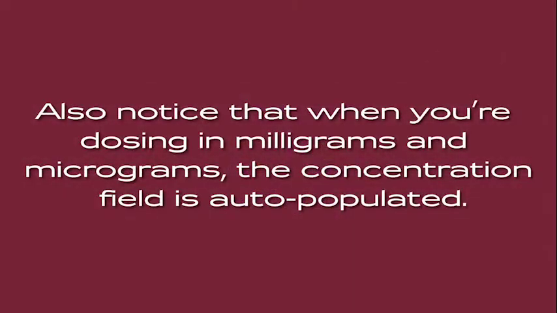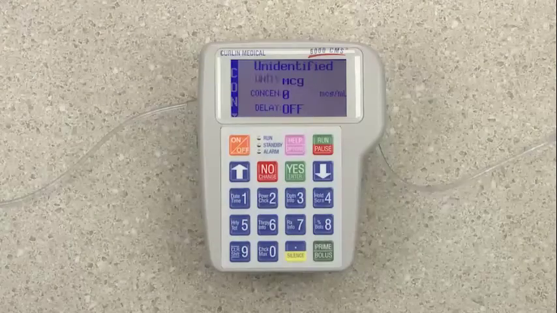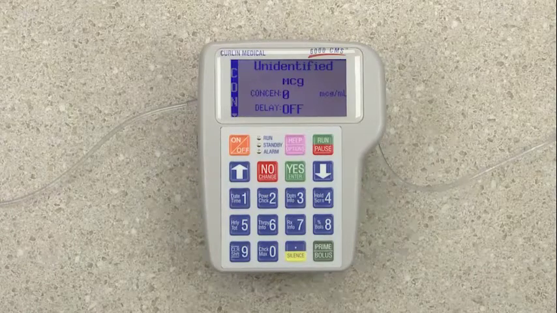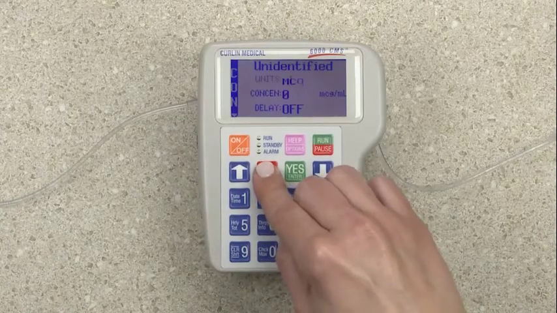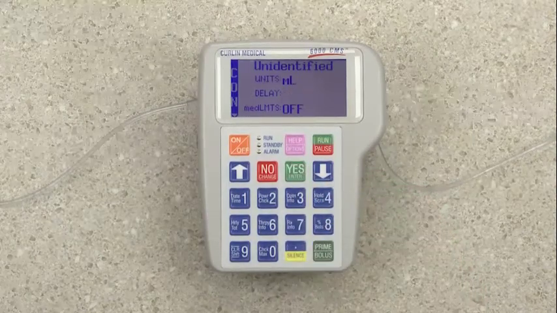Also notice that when you're dosing in milligrams and micrograms, the concentration field is auto-populated. If you dose in milligrams or micrograms, you would put your concentration in based on what is in your bag. So your bag will list how many milligrams or micrograms there are in each milliliter, and that's where you enter your concentration. Now back at the units field, microgram is listed on the screen. Press No one more time and it scrolls right back to milliliters. Now we're going to say yes to milliliters.